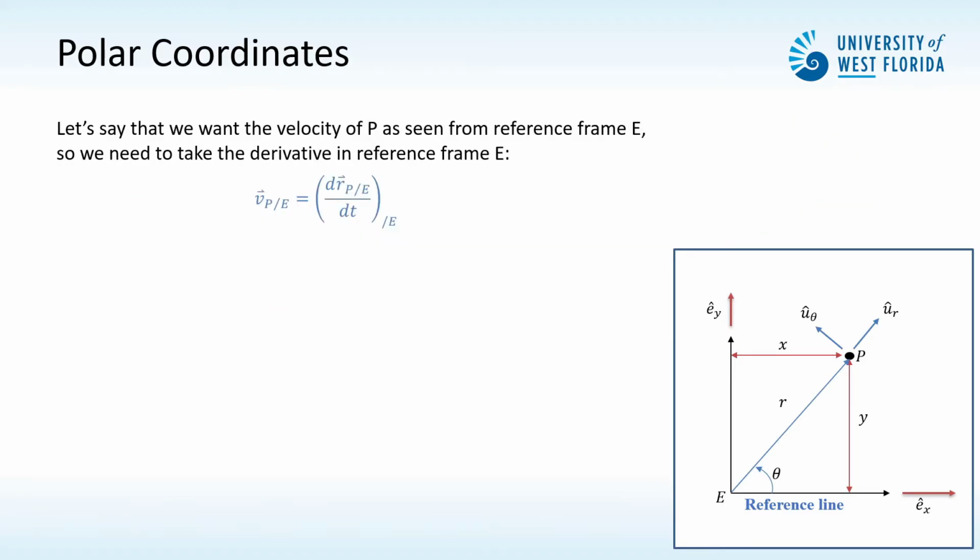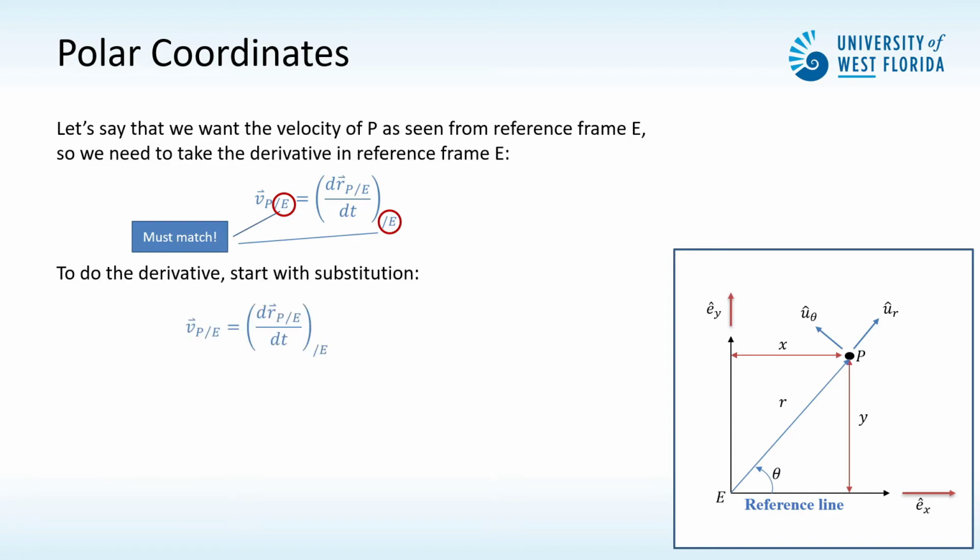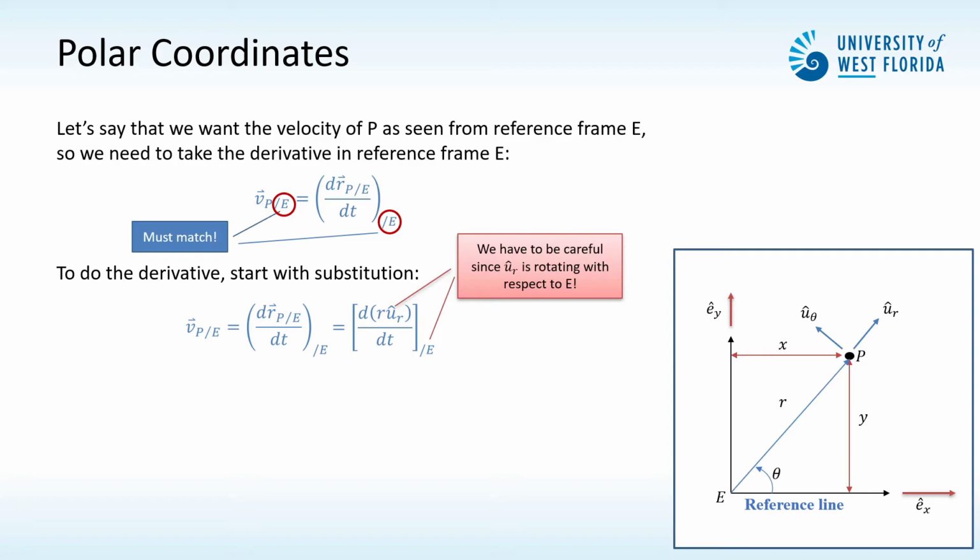Let's say we want to find the velocity of particle P as seen from the E reference frame. We need to take the derivative of the position vector in reference frame E, and we'll do that by adding another subscript outside the derivative. And it must match the second letter in the velocity subscript. So let's continue and take the derivative of the position of P with respect to E. If we're working with polar coordinates, then the position vector is given by r u_r. But since the unit vector u_r is rotating with respect to the E reference frame and its direction is changing, then the time derivative of u_r in the E reference frame is not 0.